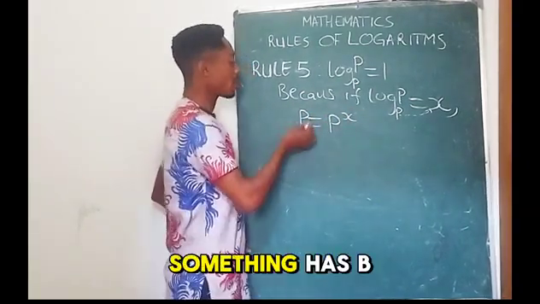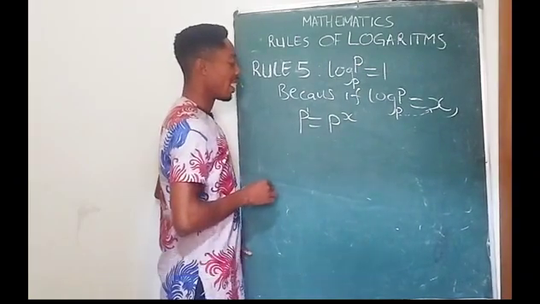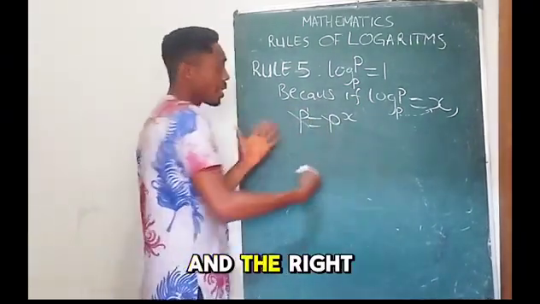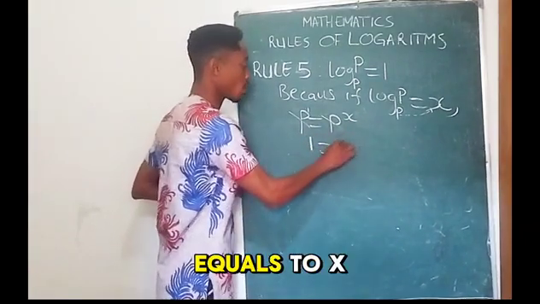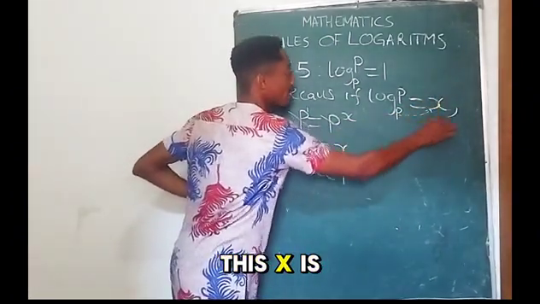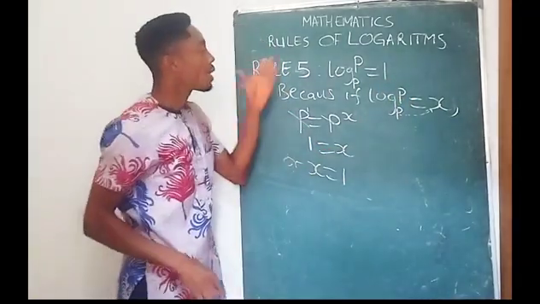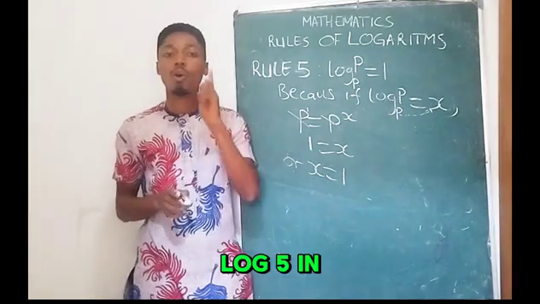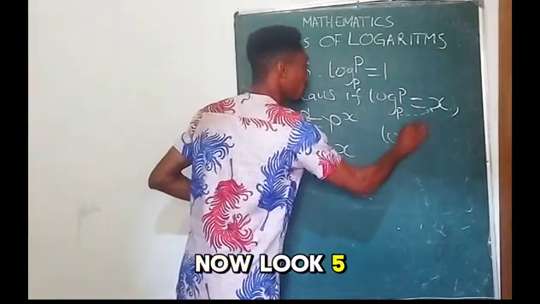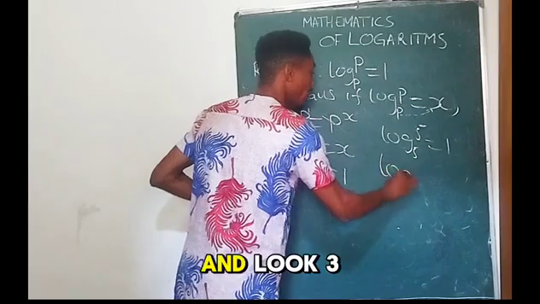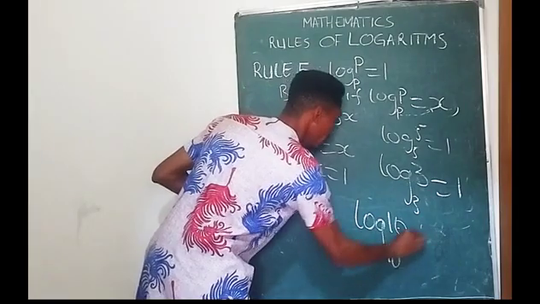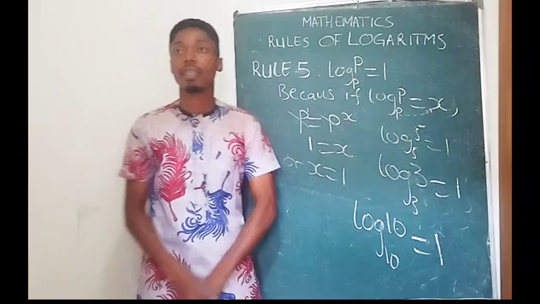You would agree with me that p is the same as p raised to the power 1, and the base cancels, because the base on the left hand side and the right hand side are the same. So 1 is equal to x, or you simply say that x is equal to 1. The consequence of this is that log 5 in base 5 is 1. And log 3 in base 3 is 1. Log 10 in base 10 is 1.